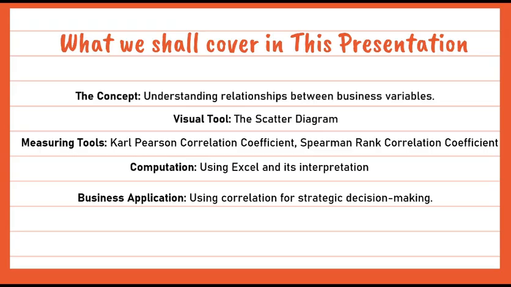In this presentation, we will be studying the concept of understanding the relationship between some business variables, and how we can find out the relationship between two variables with the help of a visual tool called the scatter diagram. We will also see different measures of correlation like the Karl Pearson correlation coefficient and Spearman's rank correlation coefficient. We'll also try to understand which method is appropriate for quantifying the relationship between two variables, and we will see how this computation can be done in Excel.